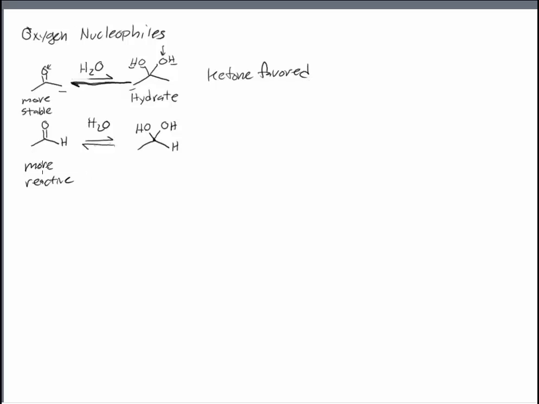And in this case with the aldehyde, I'm going to increase the length of the arrow leading to the right to products, and I'm going to erase some of that arrow leading back to the aldehyde. Because the aldehyde is more reactive, it actually reacts quickly with water to make this hydrate. And so in this case, the hydrate is favored.